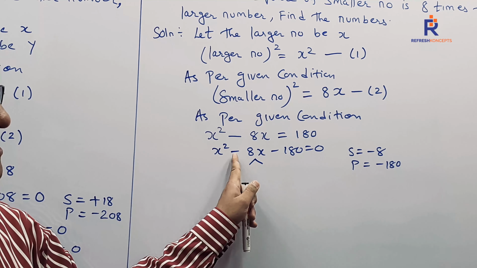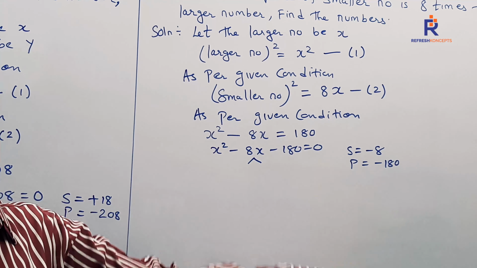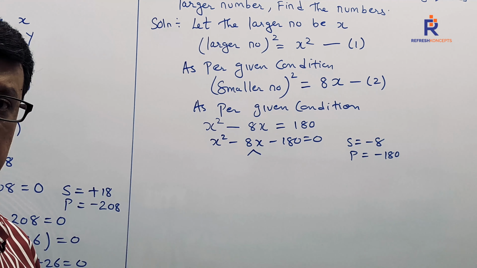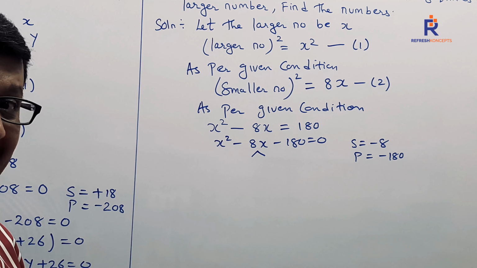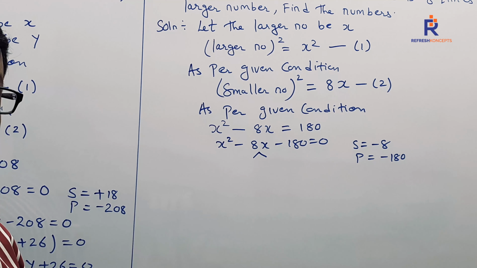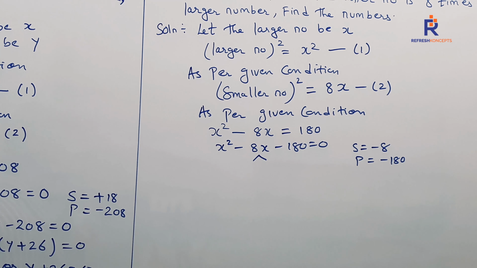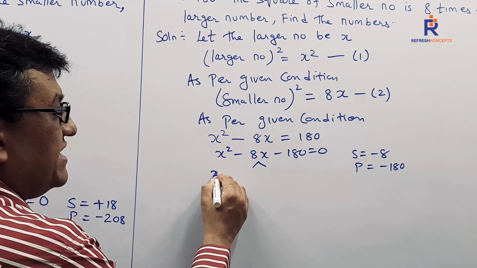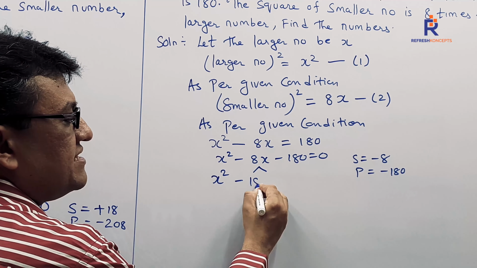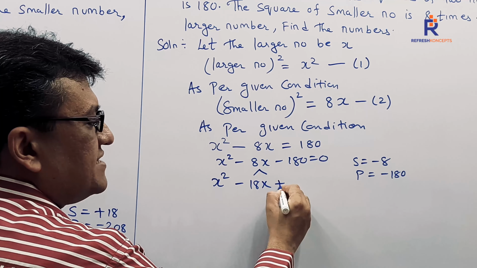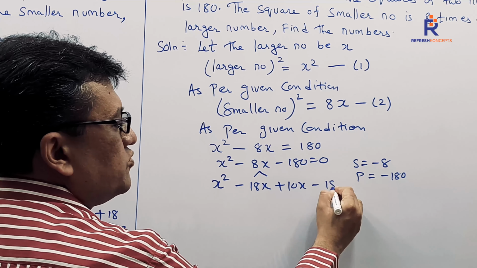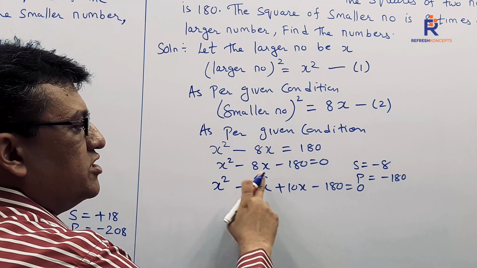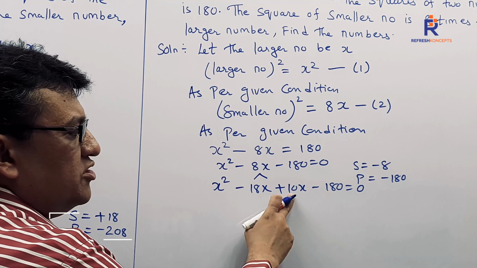The difference between the square of the larger number and the square of the smaller number is 180. Bring this over here so as to get a standard form: x square minus 8x minus 180 equals 0. Now what shall be our sum? Our sum will be minus 8, since we need to split this. What shall be our product? Our product will be minus 180. We need to split minus 8 in such a way that the sum should be minus 8 and the product should be minus 180. Any idea?